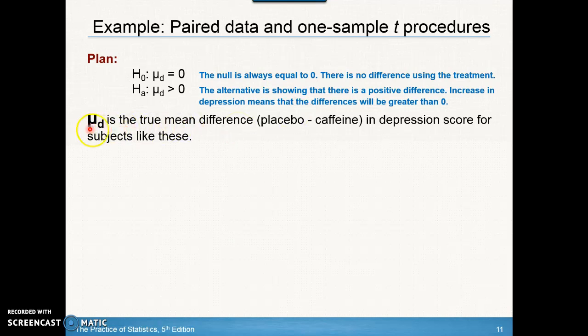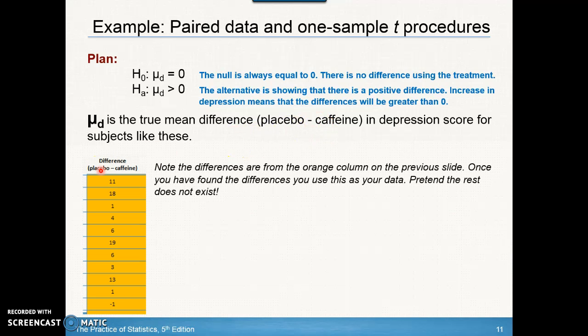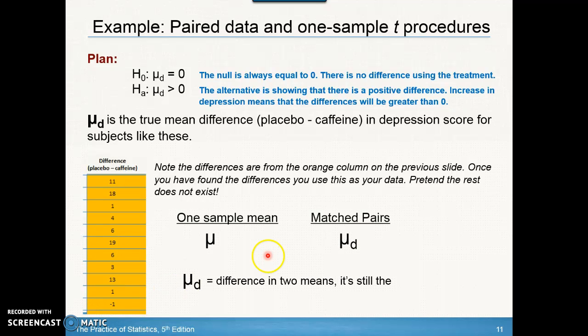Notice how we still have the difference defined. The mu of D is the true mean difference, placebo minus caffeine, after minus before, in depression scores for subjects like these, okay? Now, notice the differences from the orange columns on the previous slide. Once you found the differences, just pretend like the rest of the data does not exist, okay? I just wanted to show you the difference between what your null looks like, your symbols, and your alternative. One sample mean is mu, matched pairs is mu of D, difference of means.